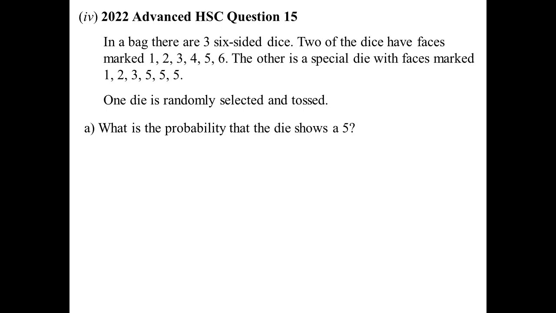Okay, probability of 5. Well, what could happen? There's a chance that I pick out one of the regular dice, and there's a 2/3 chance of that, because 2 of the 3 were the regular ones. On that particular one, there's a 1 in 6 chance of rolling a 5. So 2/3 times 1/6. Or we could get the other one. There's a 1 in 3 chance of getting the other one, and on that particular one, there's a 3 in 6, or a half, chance of rolling a 5. So overall, we have a 5 in 18 chance of getting a 5.